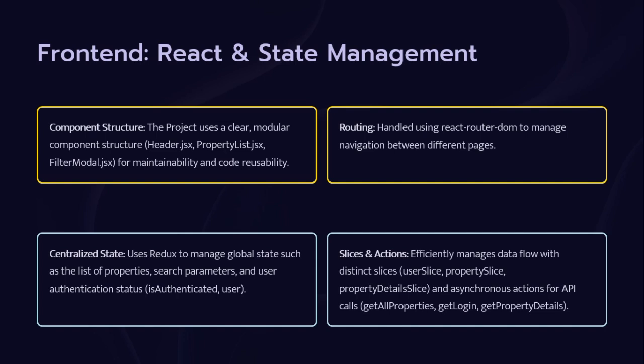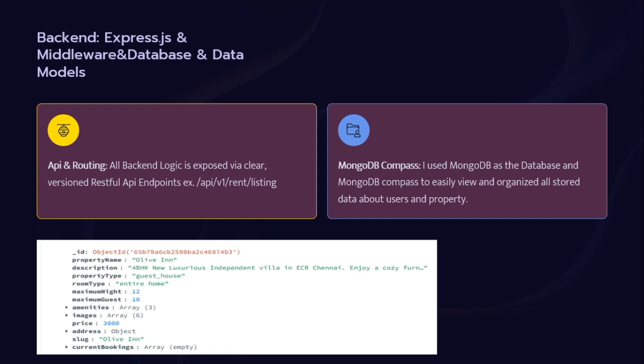Now let's move to the backend part of the project. The backend is powered by Express.js and Node.js, and it handles all the logic, API endpoints, and communication with the MongoDB database. I designed RESTful APIs that perform operations like fetching property listings, handling user logins and signups, managing bookings and payments.